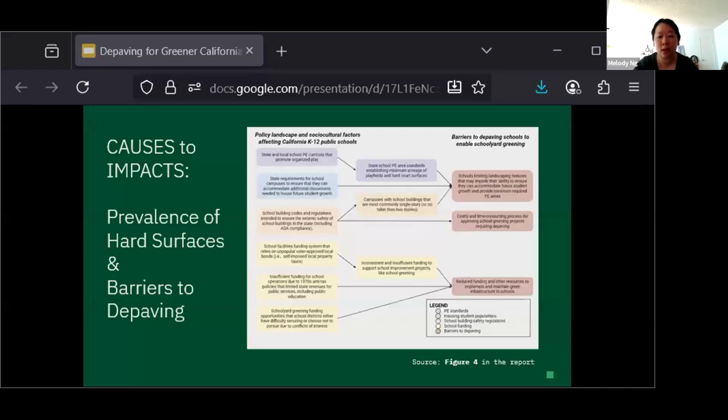We'll be summarizing some of these causes shown in the far left column, including but not limited to PE standards, land use planning in schools, and education funding, before summarizing some recommendations for how schools can more effectively advance schoolyard greening.